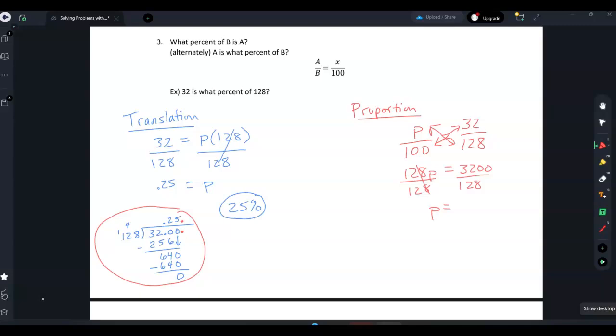So instead of getting 0.25, I just go ahead and get the answer. I kind of like that about the proportion method is that it already gives it to you as a percent. And so you just have to slap the percent sign on there. You don't have to actually convert it from a decimal like we did with the translation method.